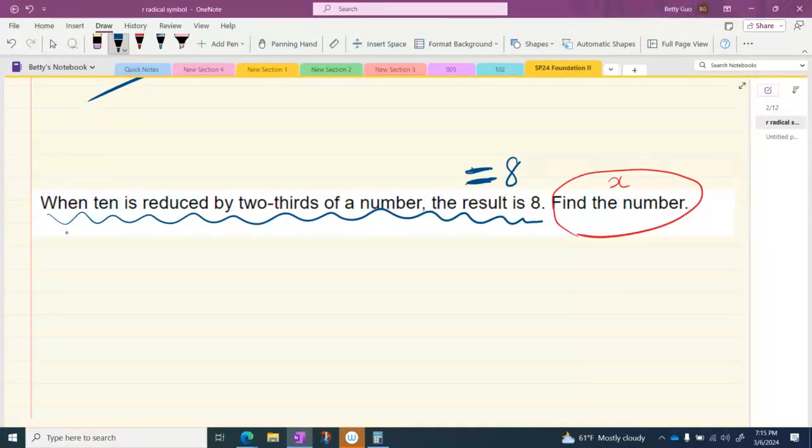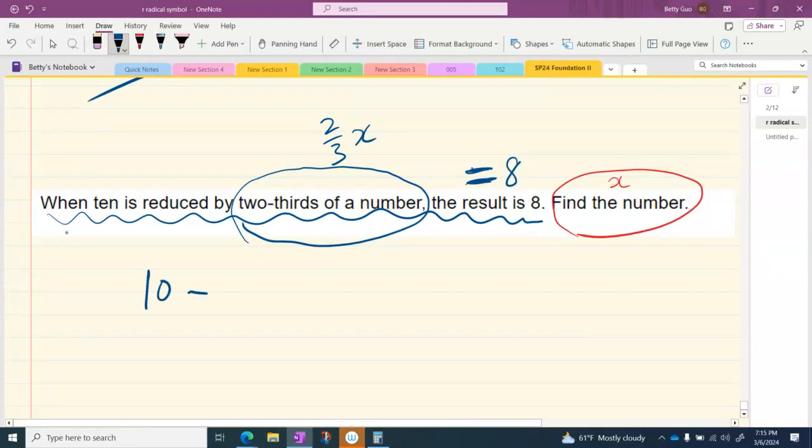And 2/3 of a number. Knowing the grammar, you do have to have good English grammar in order to handle these types of questions. 2/3 of a number is 2/3 times x. Okay. Guys, do you agree the equation is 10 minus 2/3 x equals 8? Would you like to give it a try and solve the equation? I'll give you 2 minutes on that.